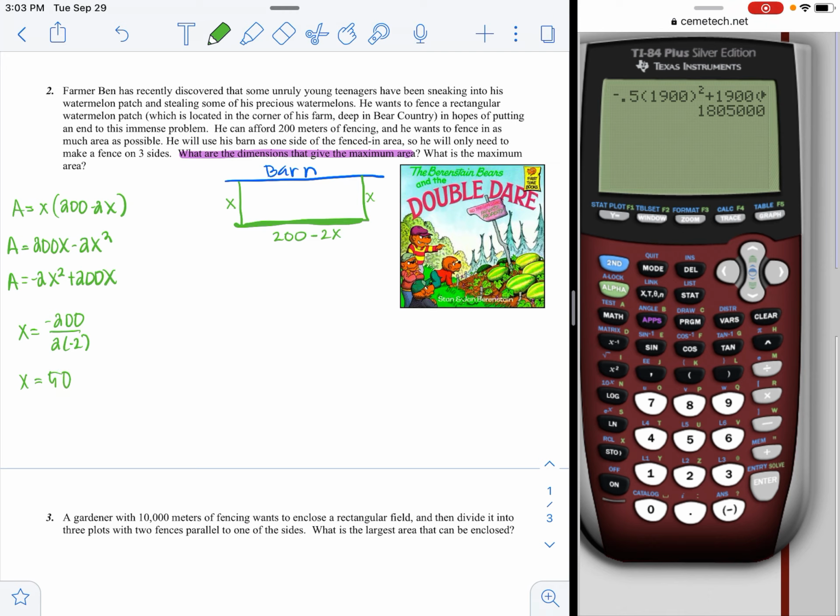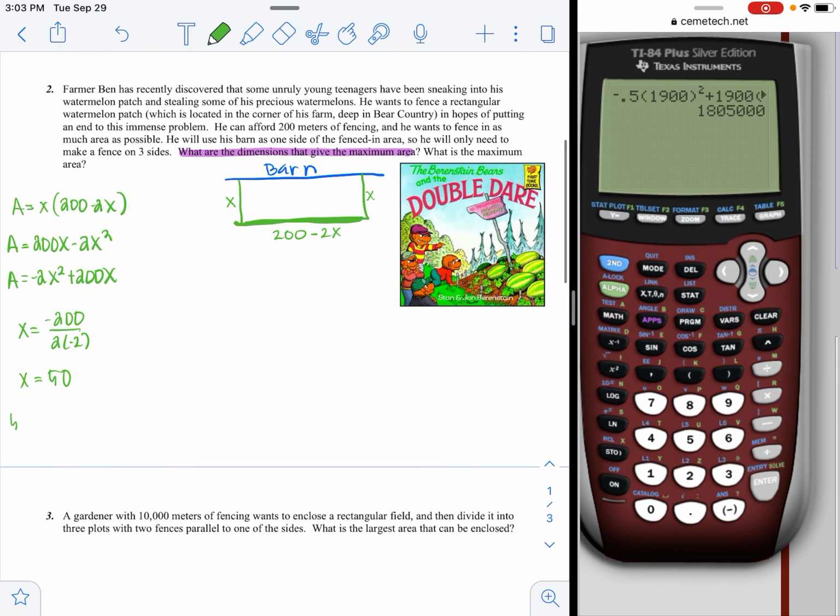So now I'm ready to find the dimensions. I know that the length is 50, so I'm going to say 50, and that is in meters. And I'm going to say by, and then I need to find out what 200 minus 2 times 50 is. So that's 200 minus 100, which is 100 meters. So there's the dimensions, 100 meters by 50 meters.